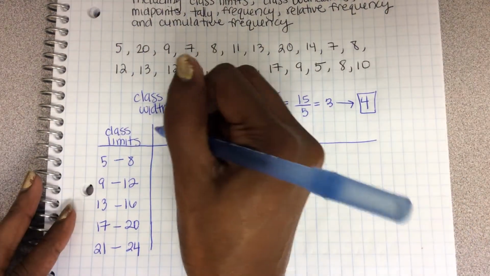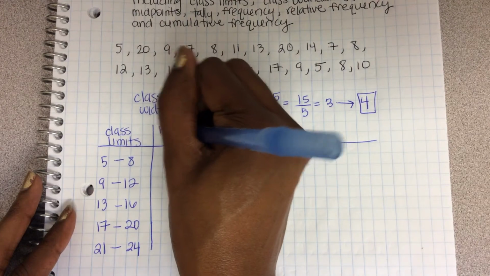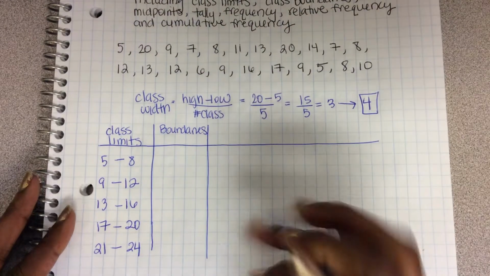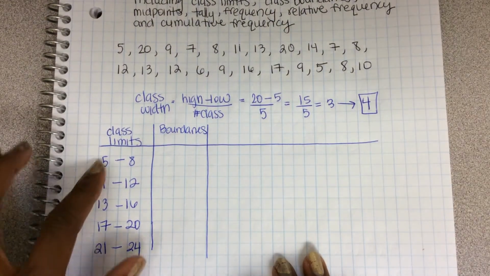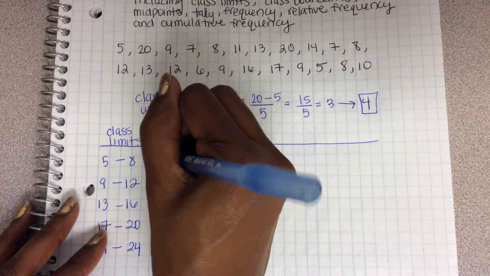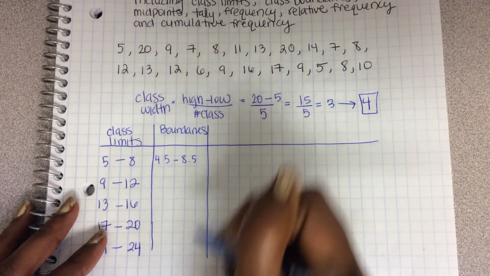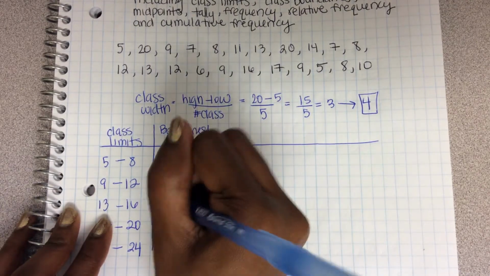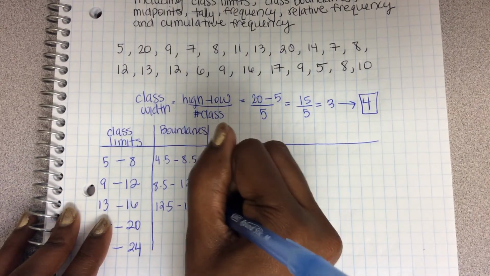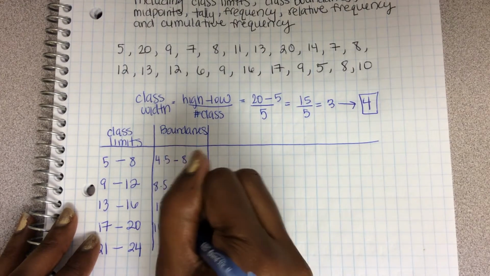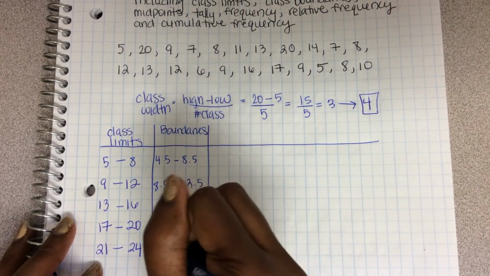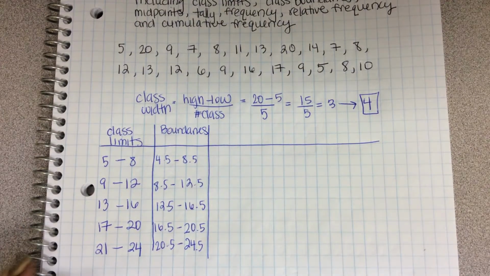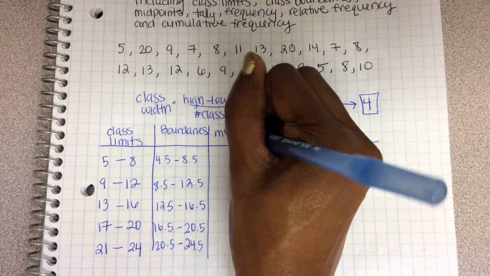So now that I have my class limits, I'm going to do the boundaries. That's exactly the same as before. Subtracting 0.5, adding 0.5. So this would be 4.5 to 8.5. Subtracting 0.5, 8.5 to 12.5. 12.5 to 16.5. 16.5 to 20.5. And 20.5 to 24.5. So now I need my midpoints.